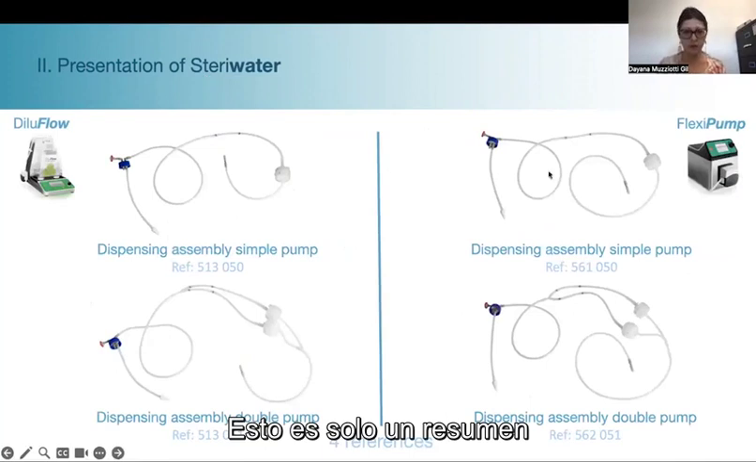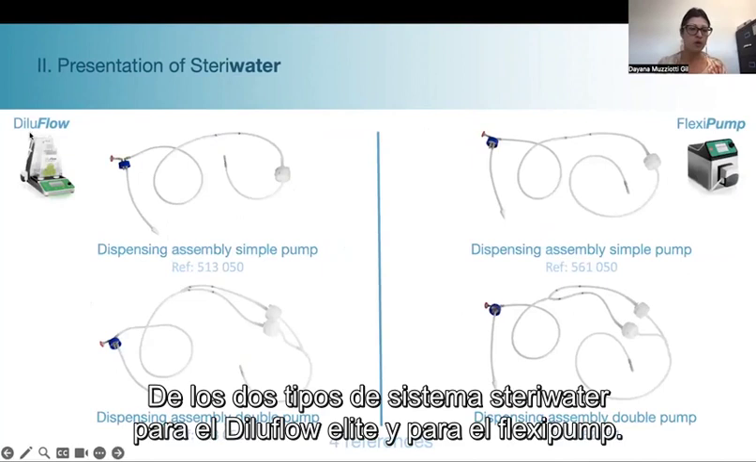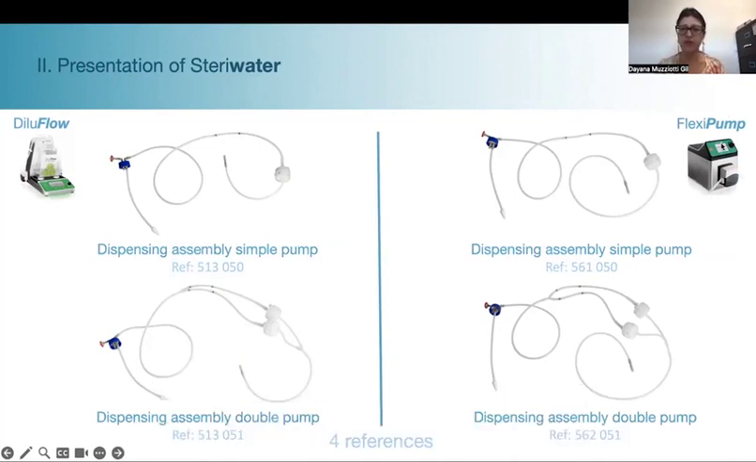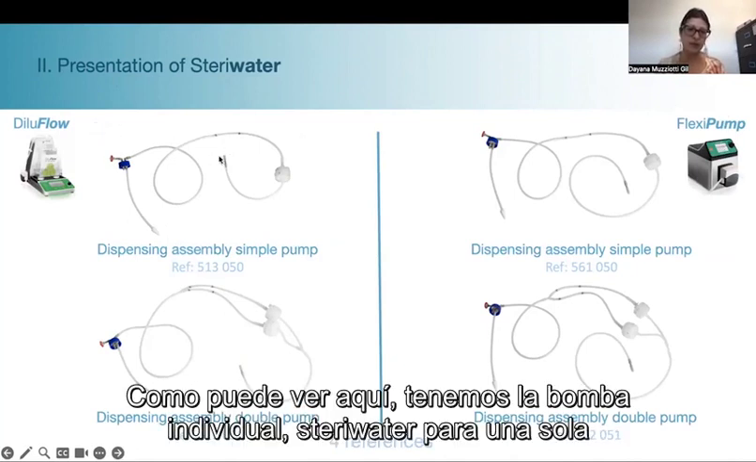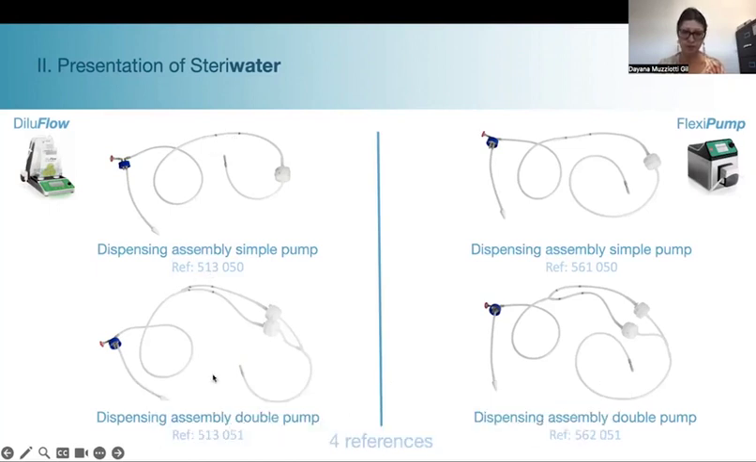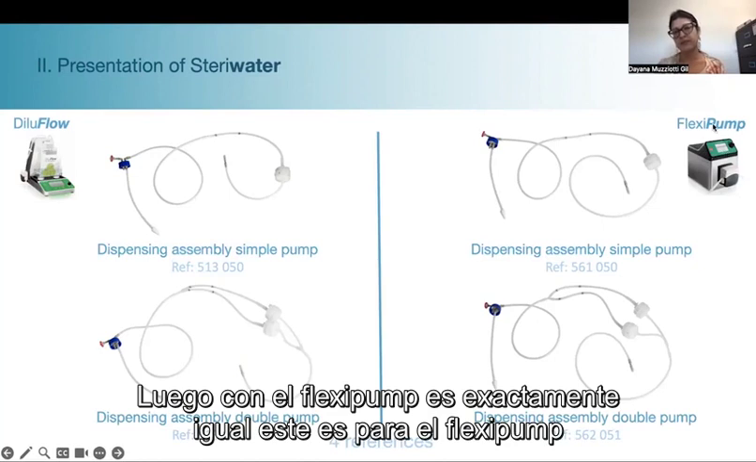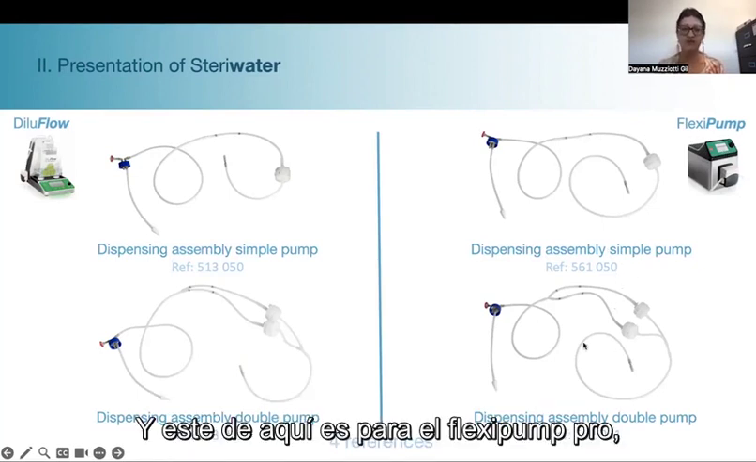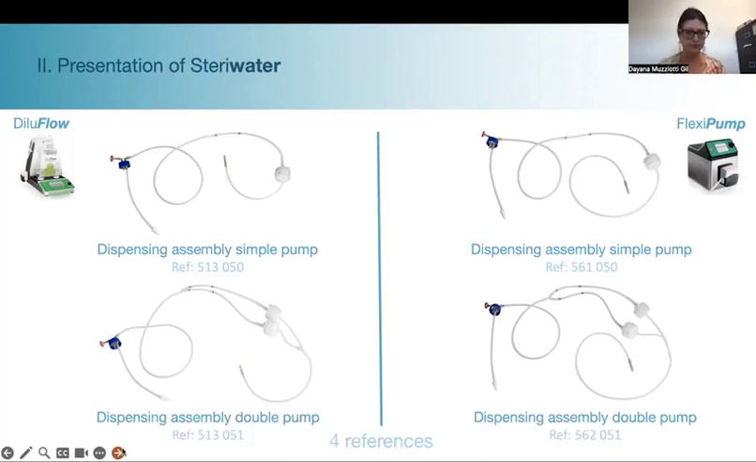This is just a summary of the two. Let me move this right here. Of the two types of sterile water system for the DiluFlow and for the FlexiPump. As you can see right here, we have the single pump, sterile water for single pump, or sterile water with double pump. Then with the FlexiPump, it's exactly the same. This one is for the FlexiPump. And this one right here is for the FlexiPump Pro.